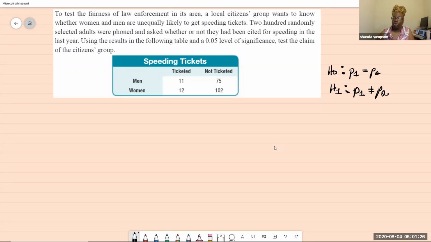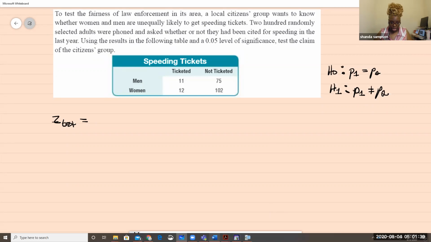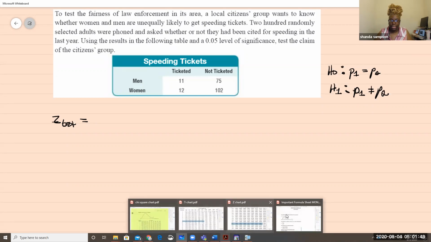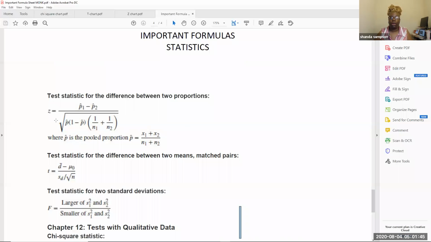Again, the good thing about proportions is there's only one Z, and that's the Z test statistic, which I am going to pull up here in my list of formulas on my formula sheet. We got it right here for the difference between two proportions. So we have Z equal to P hat 1 minus P hat 2, all over a whole bunch of stuff. So we're going to write that out.